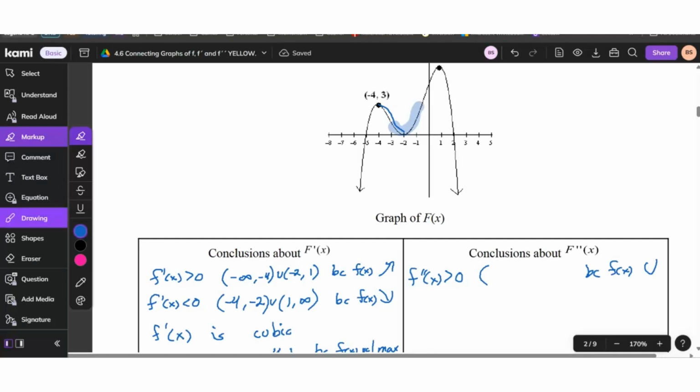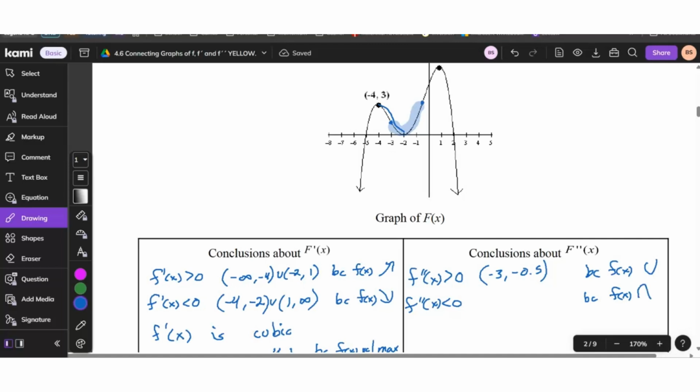It's concave down from negative infinity to about. So this is going to happen at roughly -3 to roughly -0.5, right? That's where it would be concave up because we use those points of inflection we found earlier. And then the second derivative is going to be negative. And why would it be negative, Pertus? Because f of x is what? If the second derivative is negative, it's because the first function is concave down.